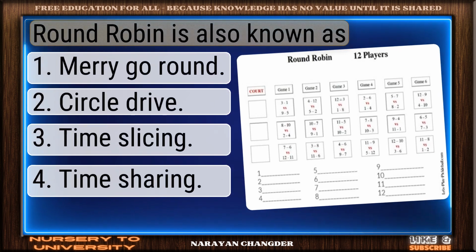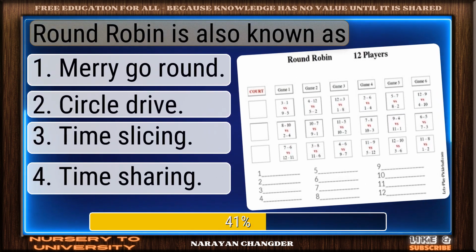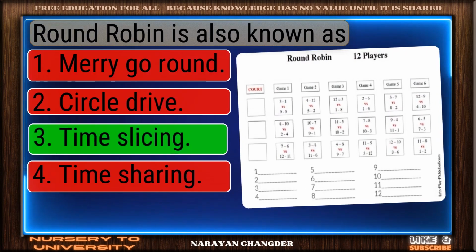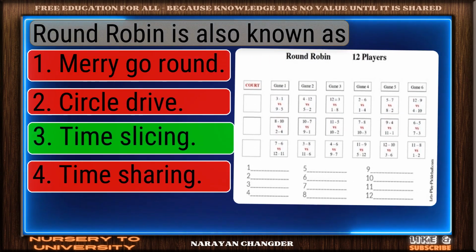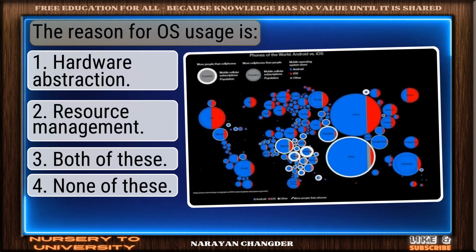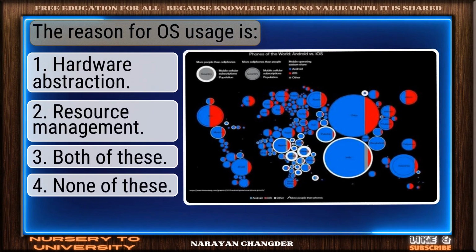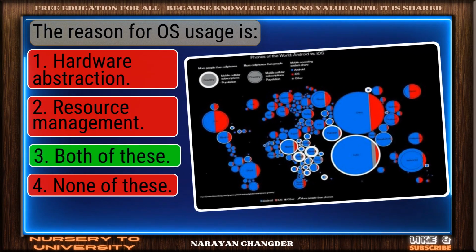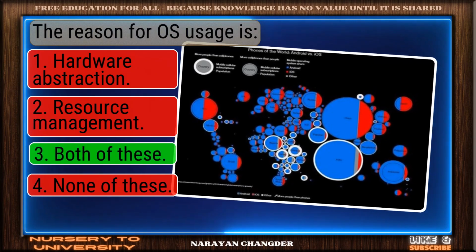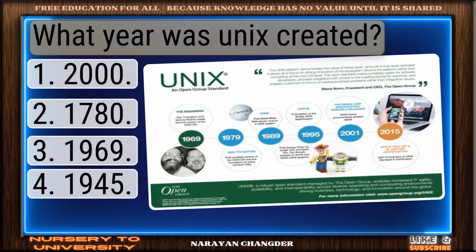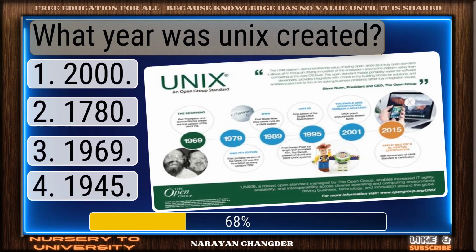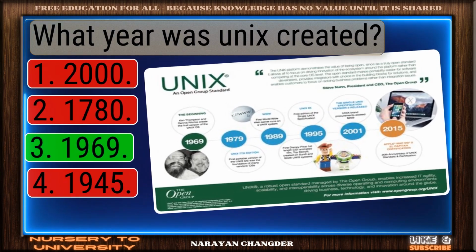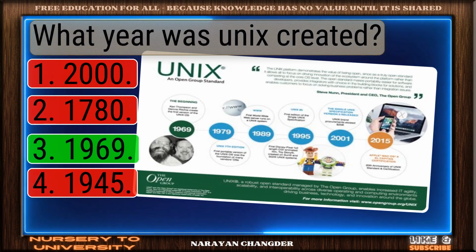Round robin is also known as. Great job. Time slicing is the accurate answer. The reason for OS usage is. Smart pick. Both of these is the correct choice. What year was Unix created? You got it. Your choice, 1969, is right.